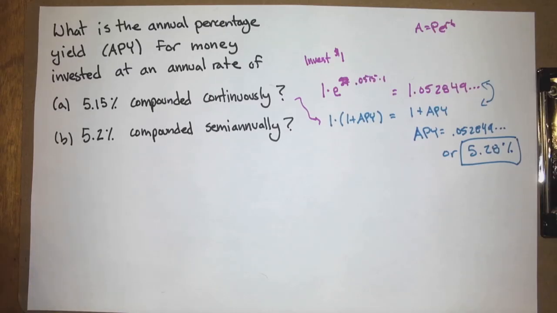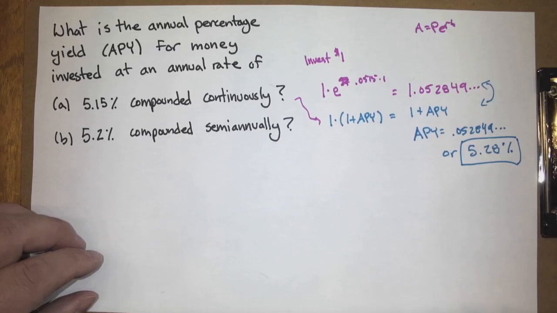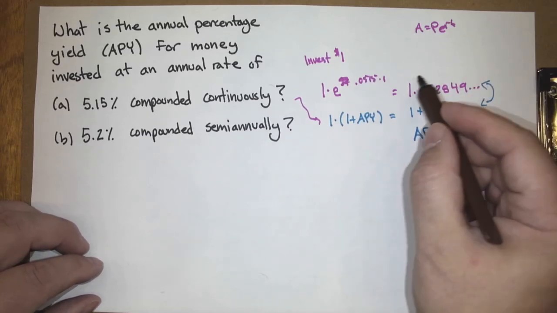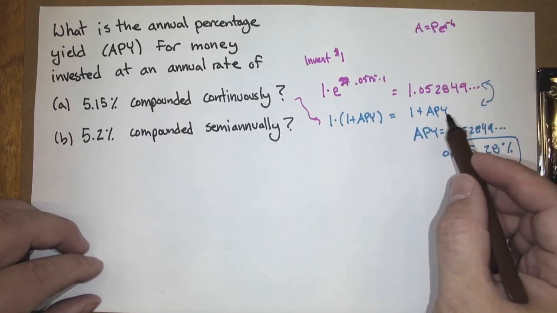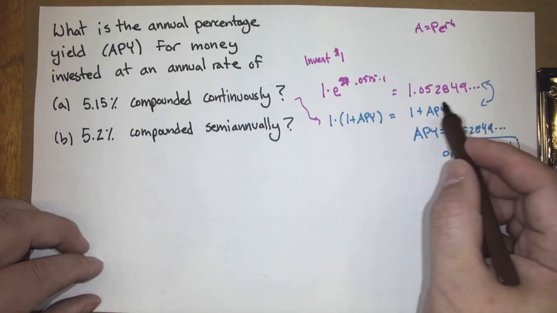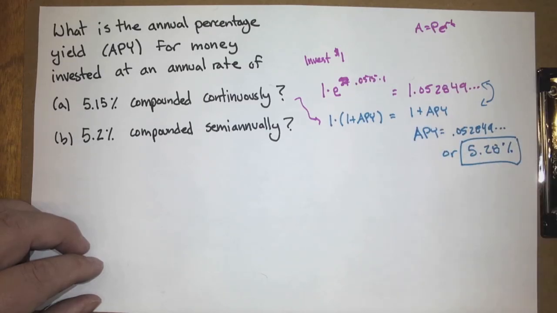All right. Or we could have just plugged it into the formula. The formula would have given the same thing, right? Because this is e to the r and 1 plus APY. So this is e to the r minus 1.